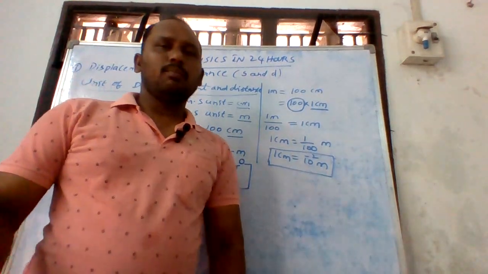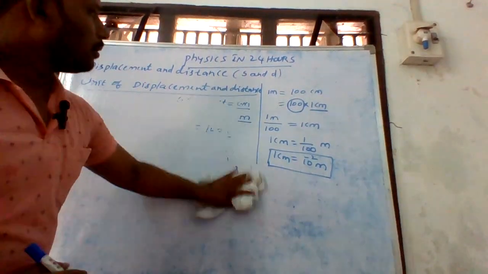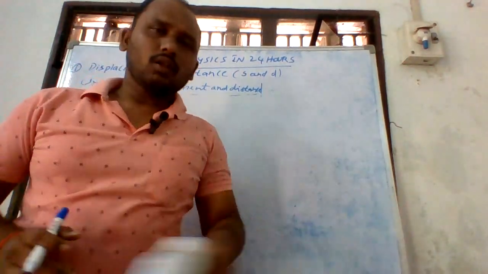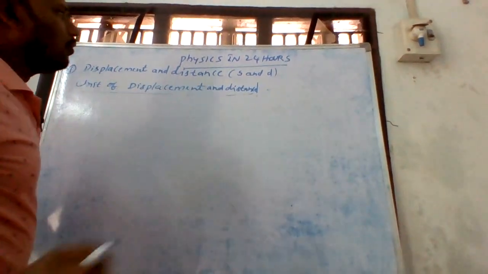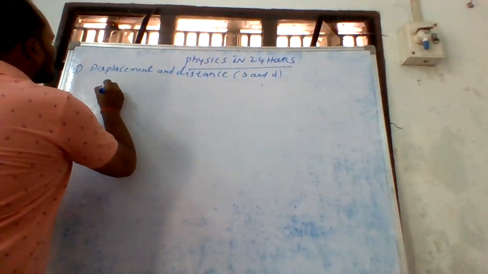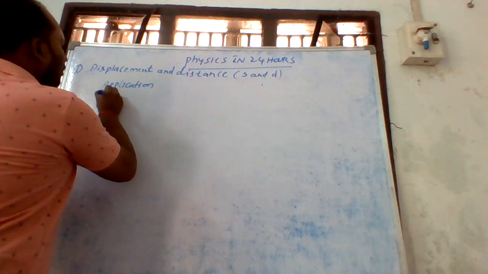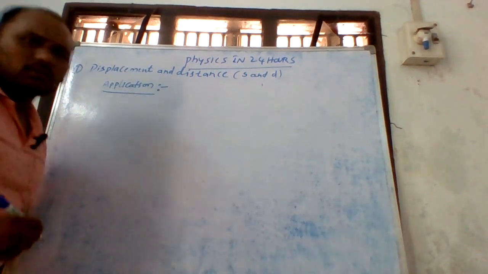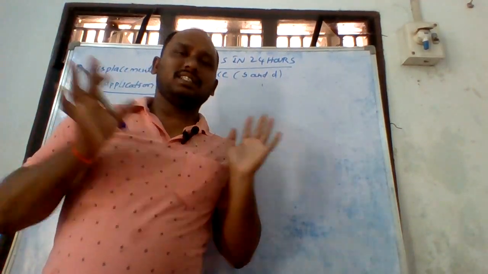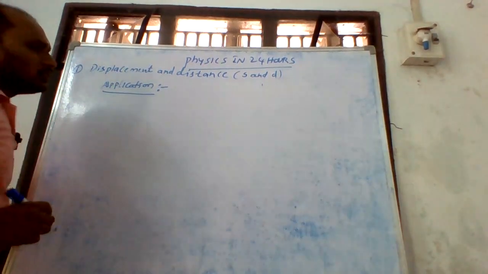Let's take one example so that you people understand. Now I am applying. So application. Five steps. Physics made easy. I hope you understood. Five steps, physics made easier.